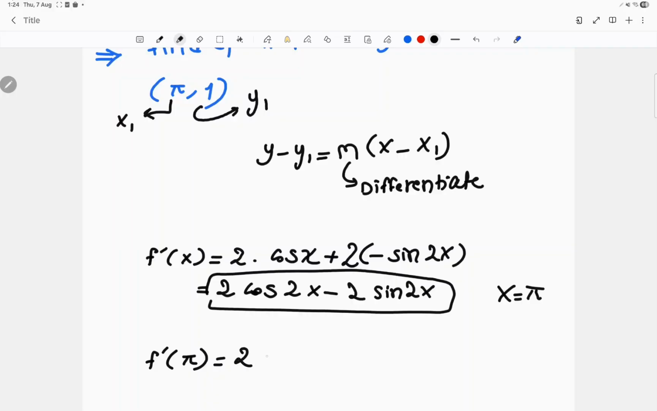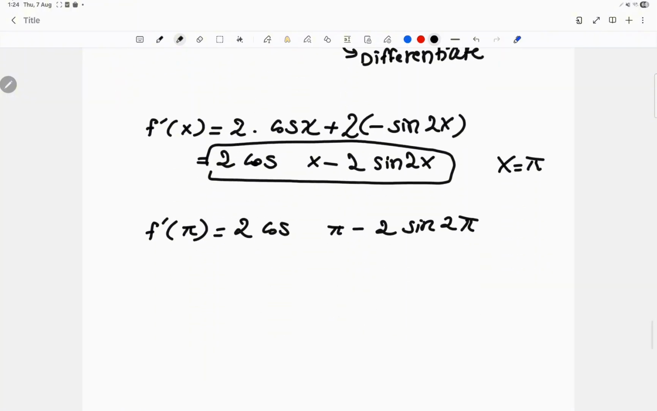So look, 2 cosine of 2 pi minus 2 sine of 2 pi. Wait, sorry. Why is there 2x in here? It's just x. So 2 cosine of pi minus 2 sine of 2 pi. Now this is the xy coordinate. Where's pi on the plane? So from here to here is pi. How much is that in degrees? 180. Okay.